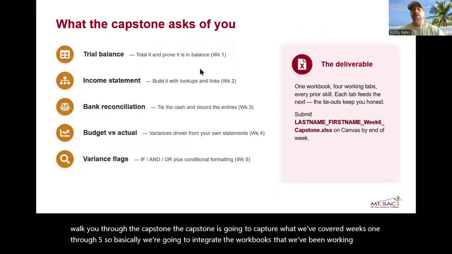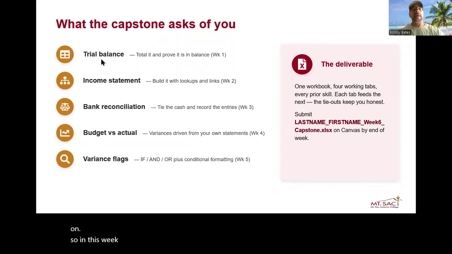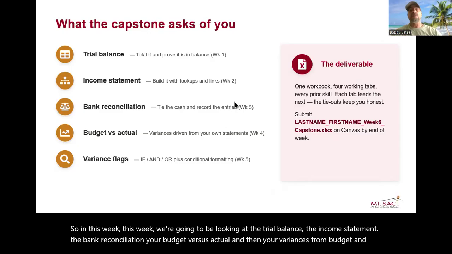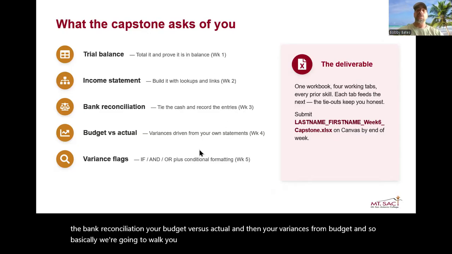So in this week, we're going to be looking at the trial balance, the income statement, the bank reconciliation, your budget versus actual, and then your variances from budget. And so basically, we're going to walk you through week 1, 2, 3, 4, and 5 integrated into a single workbook.